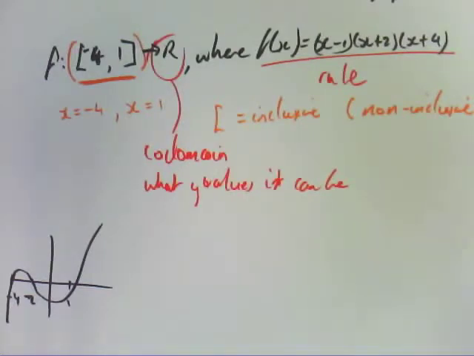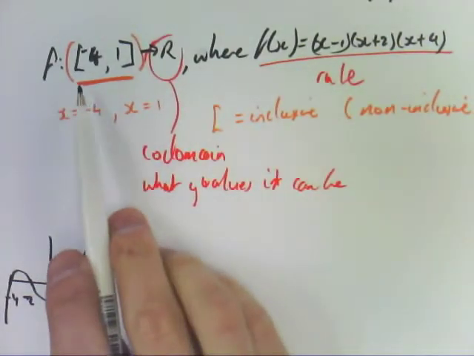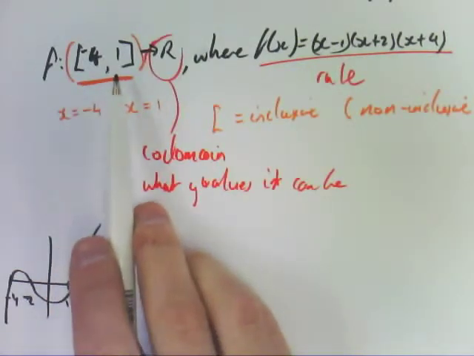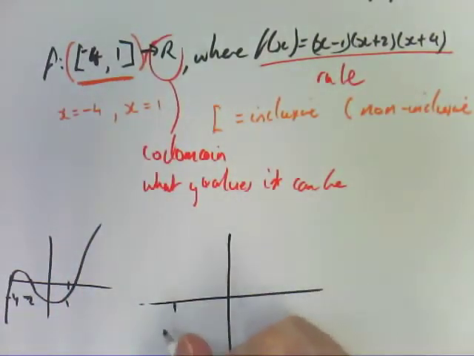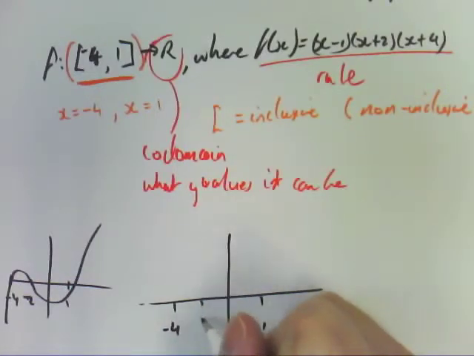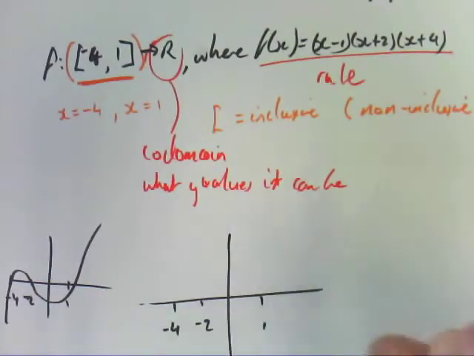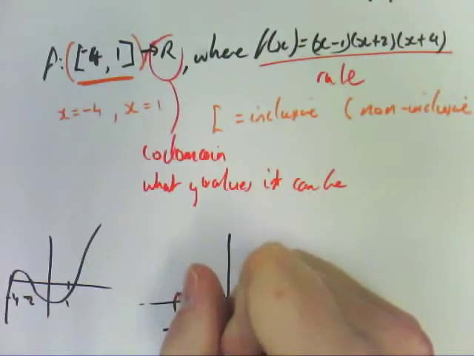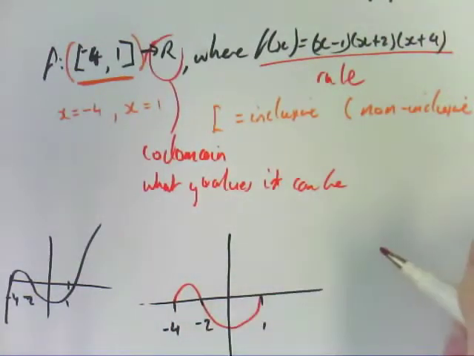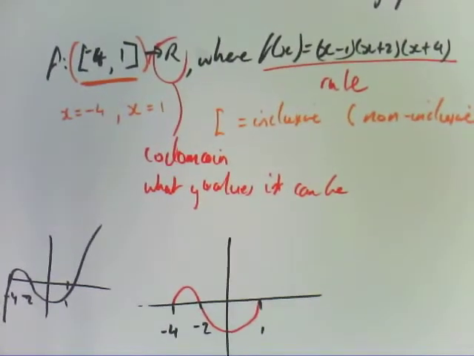Now let's start restricting it. I'm only allowed to draw it between -4 and 1. So when I draw this graph, it's still going to look exactly the same. But I'm not allowed to go past this way, and I'm not allowed to go past this way. So when I graph it, I've got to stop it like that. That's easy. So you're just restricting the x values and stopping it where it says to stop it.